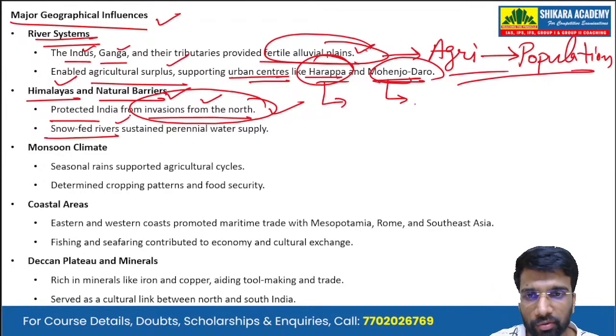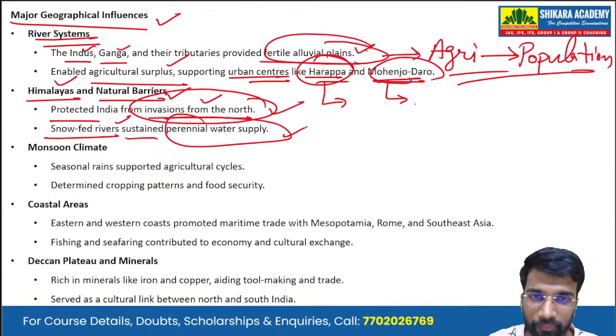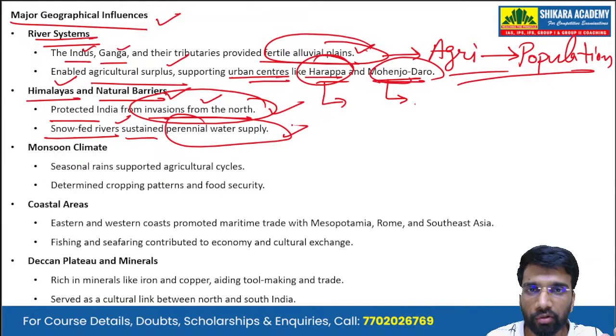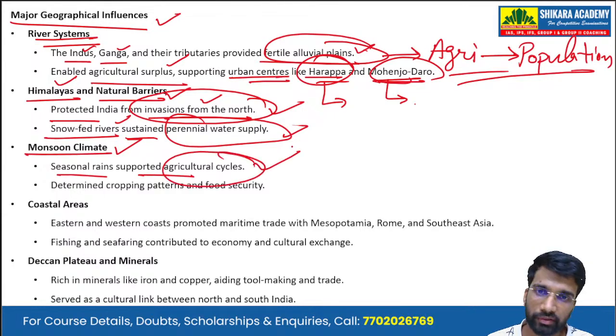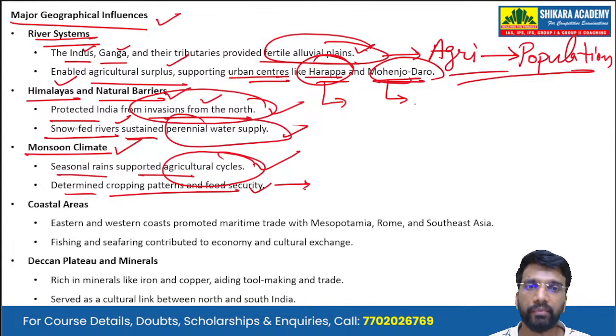And the snow-fed rivers. The Himalayas also were the source of these rivers. These snow-fed rivers sustained a perennial water supply. So the Himalayas played a dual role: first, protection; second, the availability of fresh water. Third is the monsoon climate. Seasonal rains supported agricultural cycles across the country, and determined the cropping patterns and food security. And till date, the monsoon determines the cropping pattern in the country.